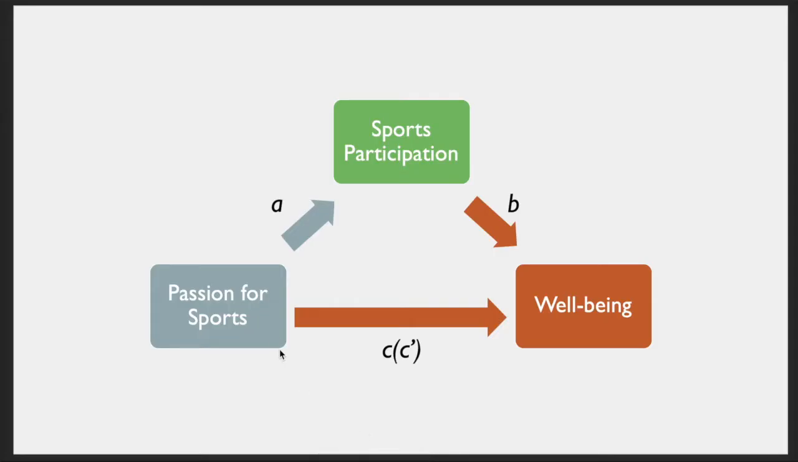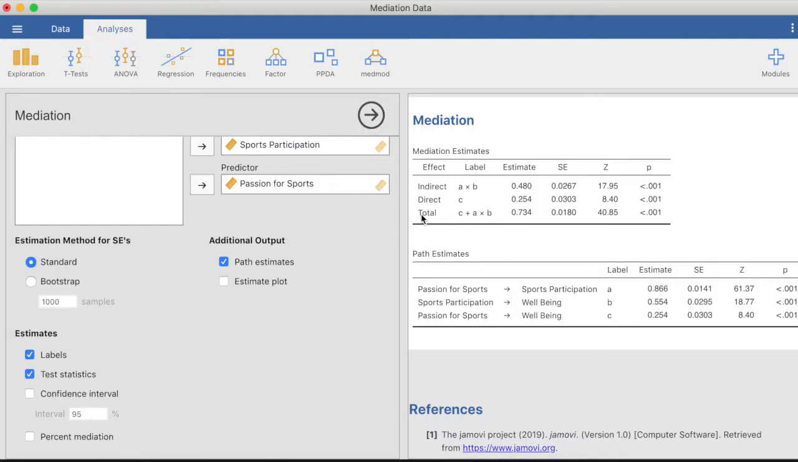So that is the residual effect of passion for sports on well-being after accounting for sports participation. The C here is actually this one, the total effect. So it's basically C prime plus AB. And this is our indirect effect. The indirect effect is the product of paths A and B.